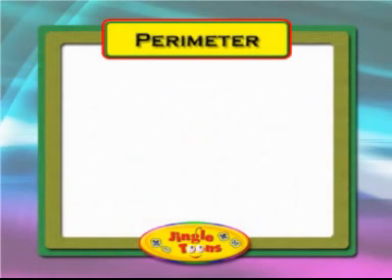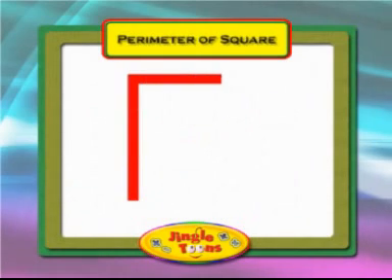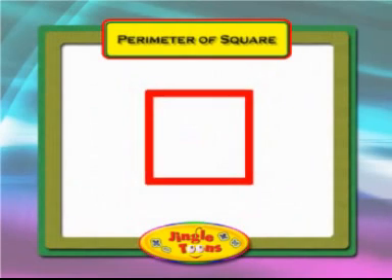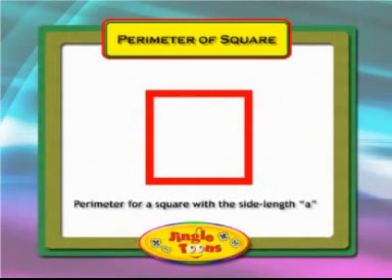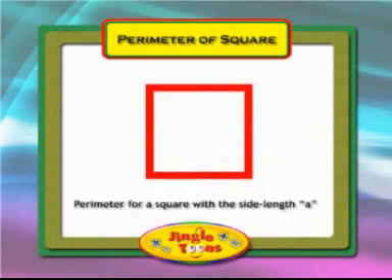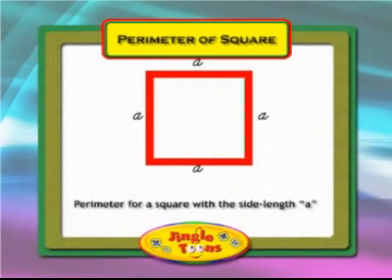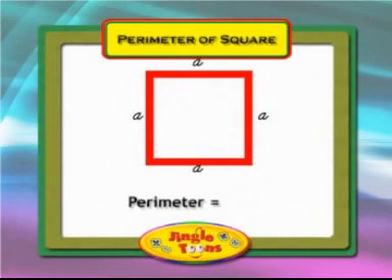There are formulas to find the perimeter of different shapes. The perimeter of a square is the sum of the length of all four sides of a square. Since all four sides of a square are equal, the formula for the perimeter of a square with the side length A is perimeter is equal to 4 multiplied by A.